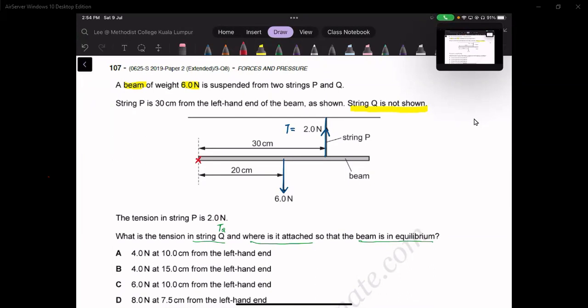They labeled it so nicely, correct? This one is 90 degree. And this 6 Newton, let me change color a bit. This 6 Newton will cause it to turn clockwise, correct? So I would say the clockwise moment will be equal to the 2 Newton, which will cause it to turn counterclockwise, if this is equilibrium.